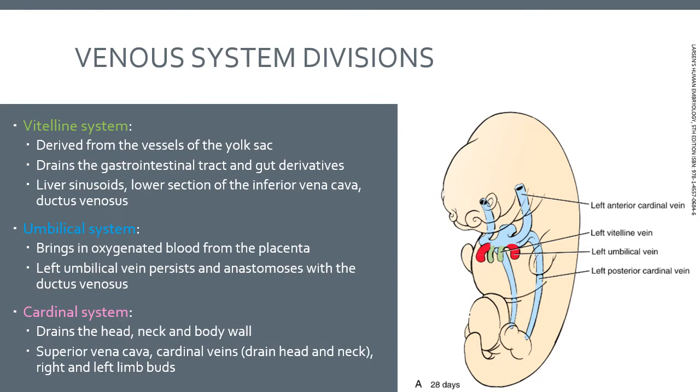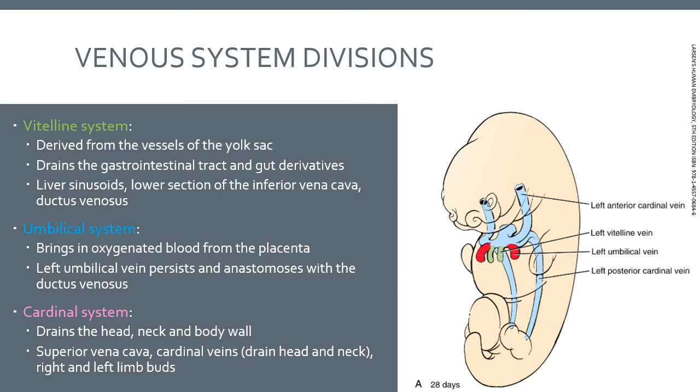Then there's the umbilical system. So the umbilical system is essentially the blood that's flowing in from the placenta. So the vessels that are going through the umbilical cord and into the baby. Now, they're bringing in oxygenated blood, but they're veins because they're flowing towards the heart. And that's why they're covered here. So the left umbilical vein is going to persist and anastomose with the ductus venosus. We'll talk a little bit about that, but this is another one of those shunts that allows for proper circulation of oxygenated blood during fetal life.